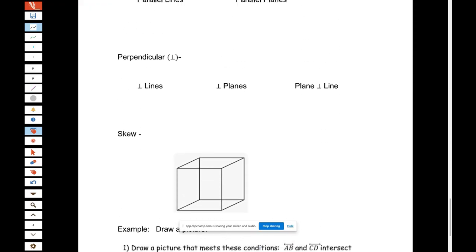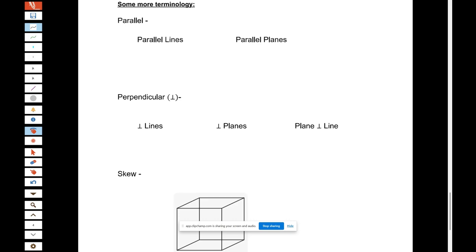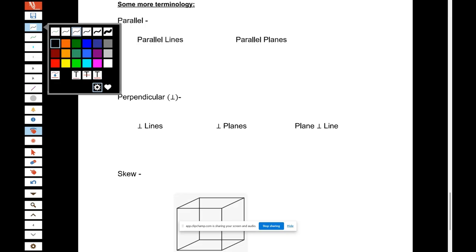All right, let's go over 3 kinds of special lines that you need to be familiar with, which are parallel, perpendicular, and skew. You probably already know what parallel and perpendicular mean, but I'm going to review them anyway. Skew, you probably have not heard of before.